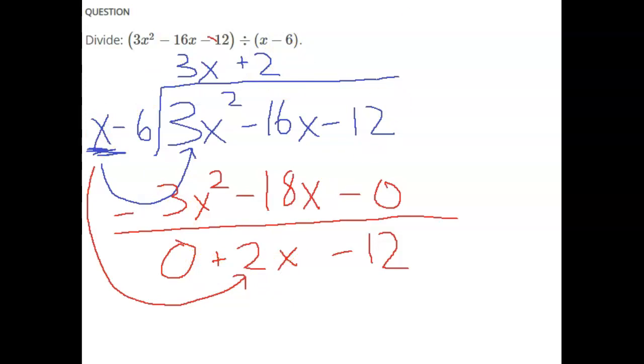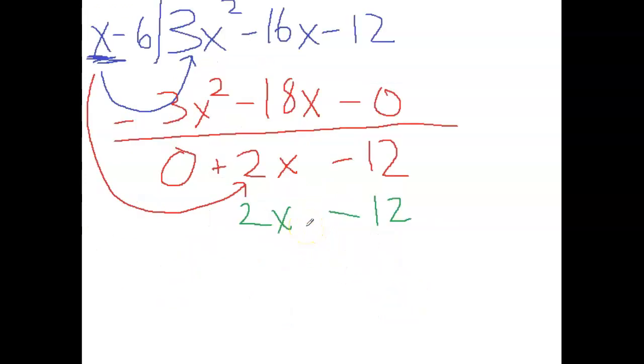Great. Now that I have that, I need to multiply it by both terms out here and then do my subtraction. So 2 times x gives me, let me change my color up again, gives me 2x. And 2 times the minus 6 gives me minus 12.